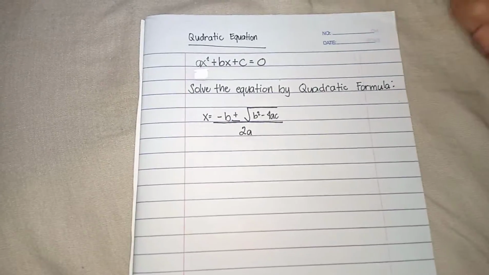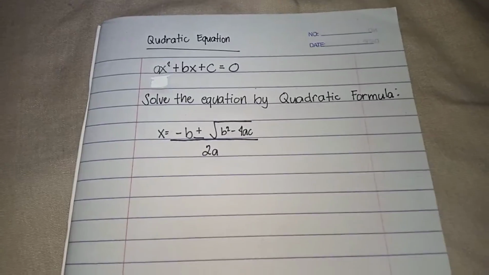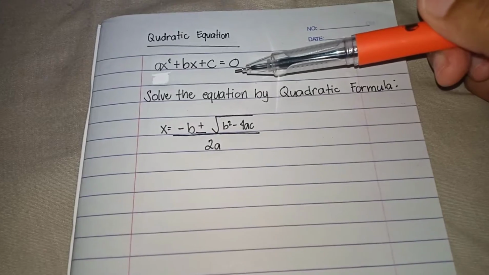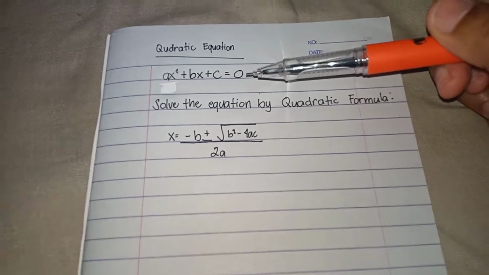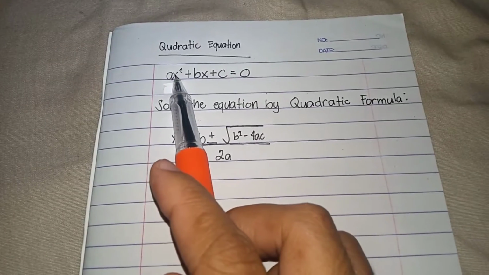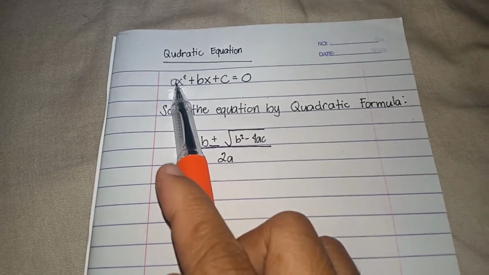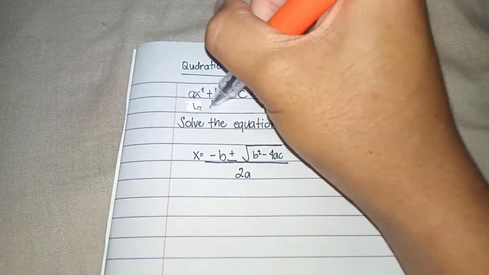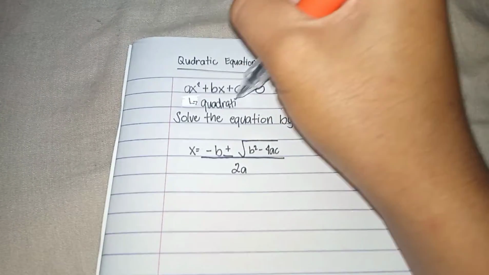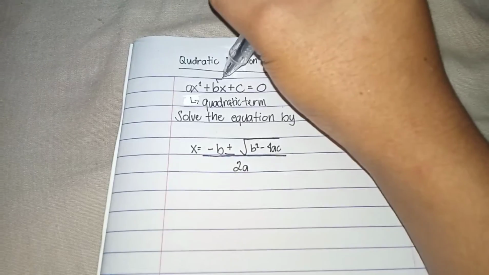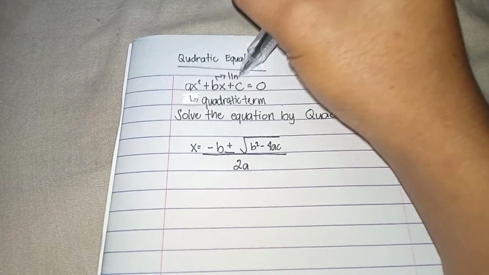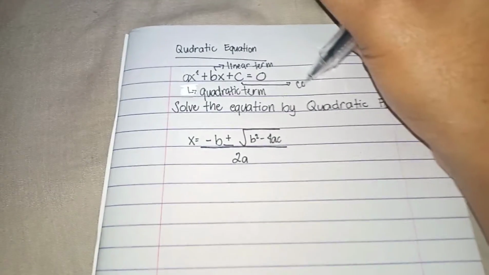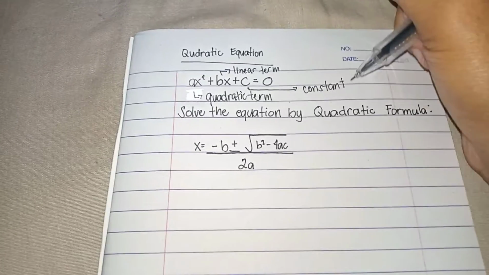First of all, a quadratic equation is written as a mathematical sentence: ax squared plus bx plus c equals 0, with one variable. ax squared is in degree 2, so ax squared here is the quadratic term. bx is the linear term. And c here is the constant term.